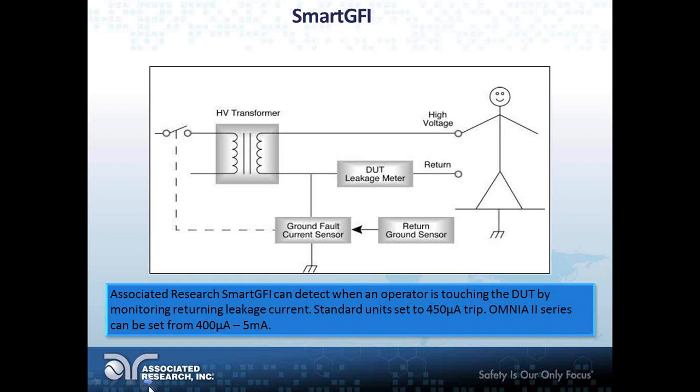What we did on our Omnia 2 series, we actually made it adjustable. So you can set it as far down as 400 microamps or as high up as 5 milliamps to help accommodate some of those customers. So now those customers that have that problem can compensate for it. They can still take advantage of the SmartGFI, but at the same time have that extra measure of operator safety.